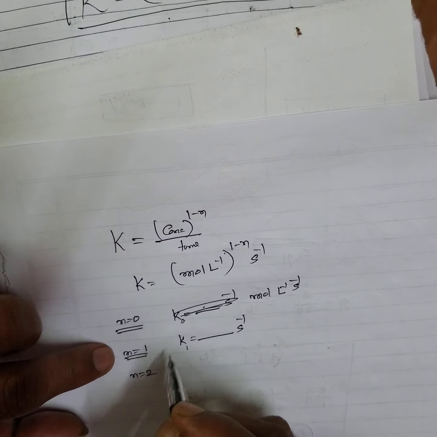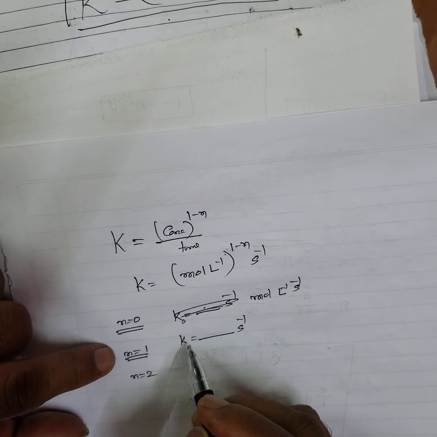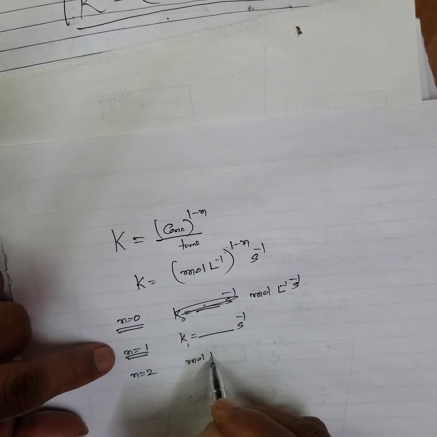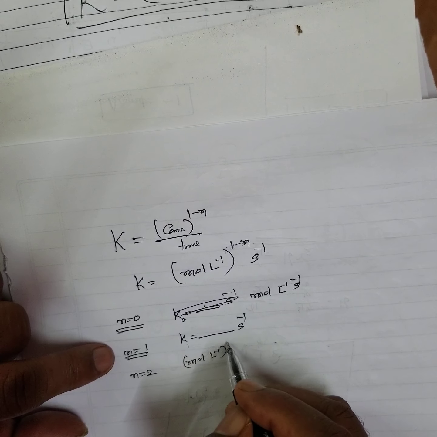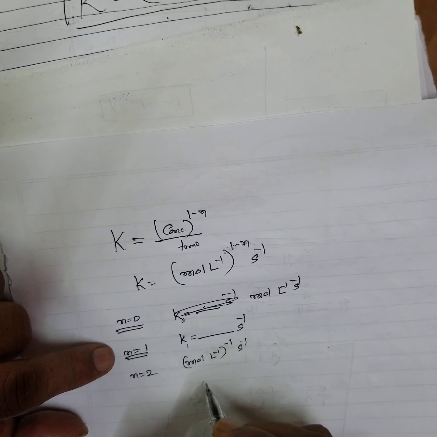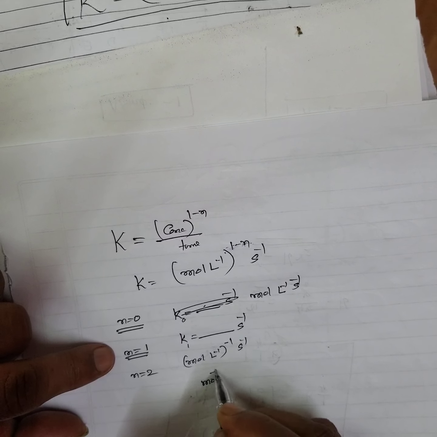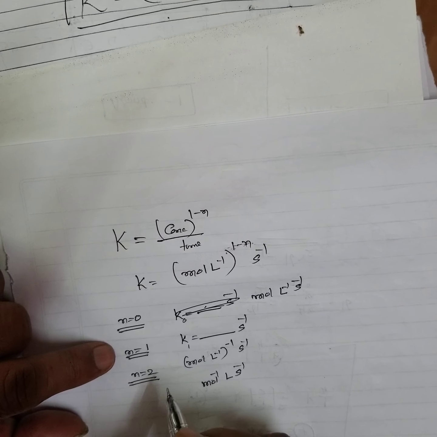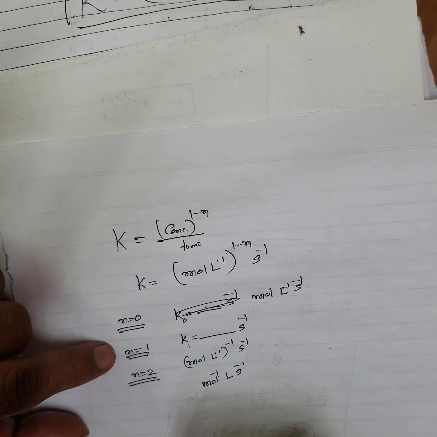For second order reaction, what do you get here? For second order reaction, n is 2, so it is mole to the power 1 minus 2, which is minus 1, per second. Therefore, it is per mole, that is liter per mole per second. This is called second order reaction. Right?